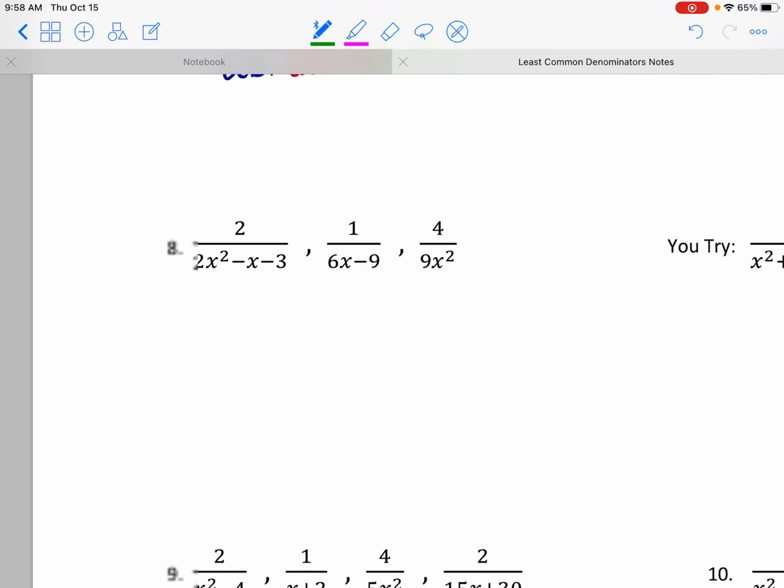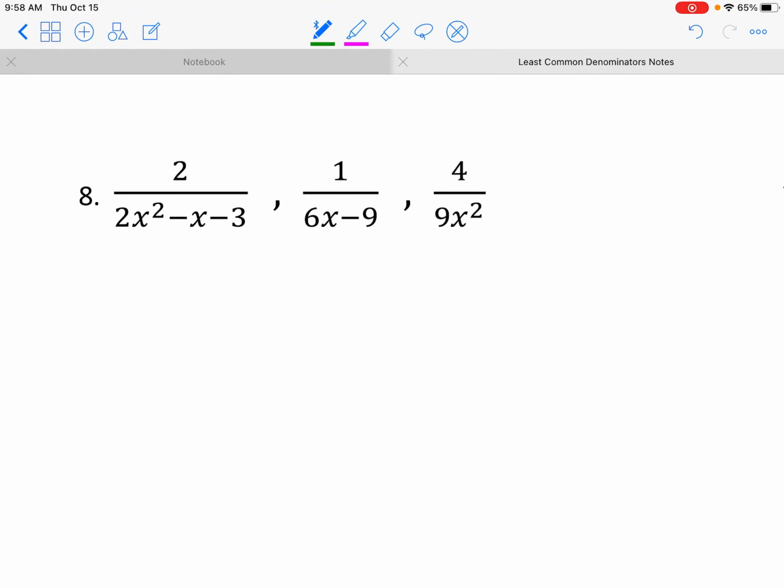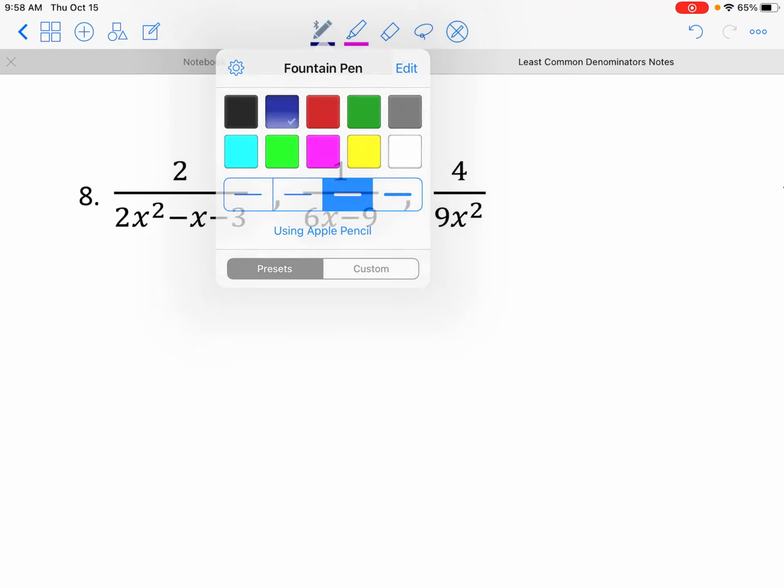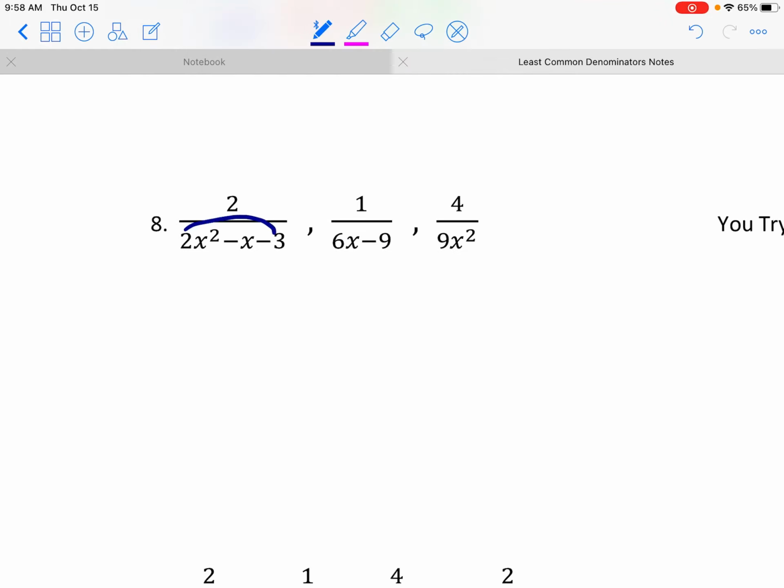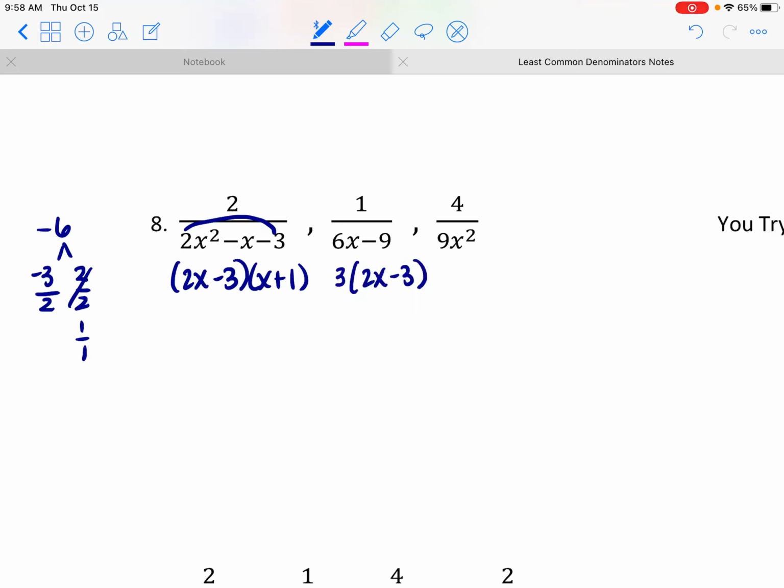Moving right along. We got to factor some more here. So on this guy, 2 times negative 3 would be negative 6. Factors of negative 6 that make negative 1 would be negative 3 and 2. Dividing those by 2 and reducing, we see we're going to factor into 2x minus 3 and then x plus 1. And the second denominator here has a GCF of 3. So if that comes out, we're left with 2x minus 3. And then I can't do anything with the 9x squared, just going to bring it down so I can look at those all together.